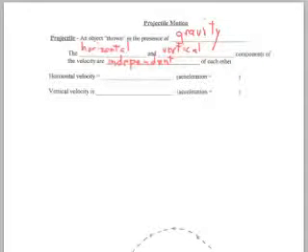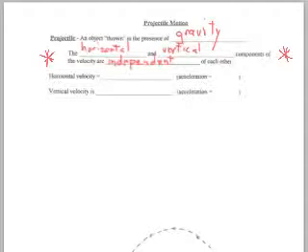Projectile motion. A projectile will be any object thrown in the presence of gravity. Gravity will be the force that affects the motion. We're going to ignore air resistance to simplify things. The important thing here is that the horizontal and vertical aspects or components of the velocity are independent of each other.